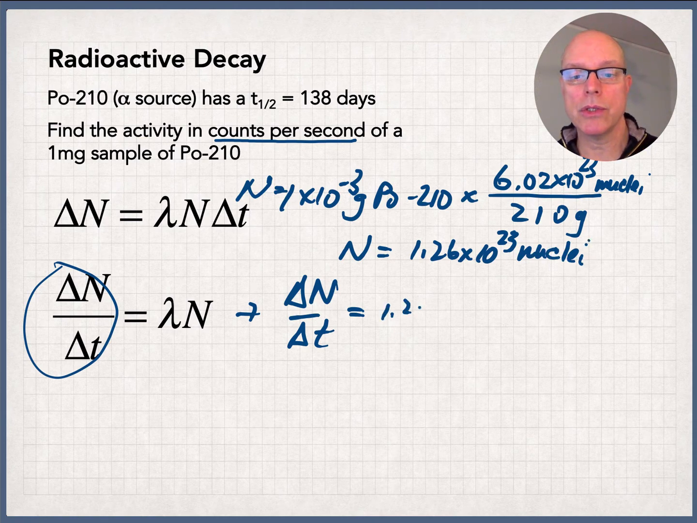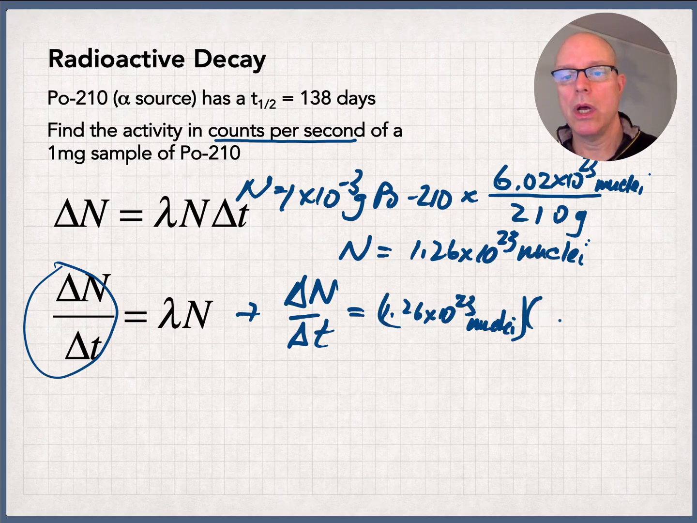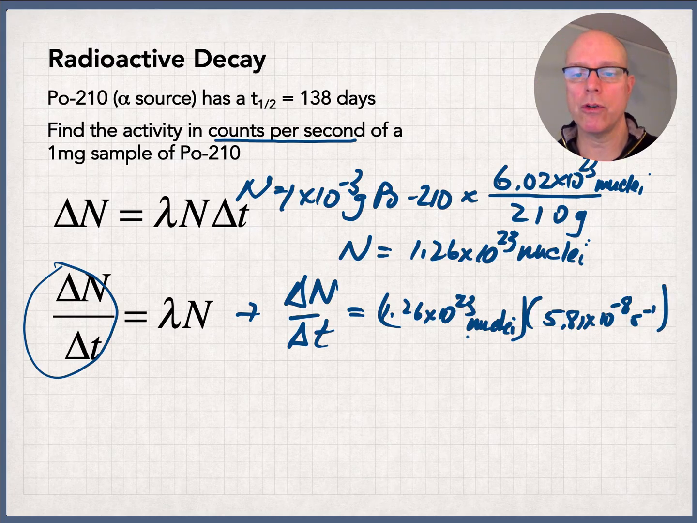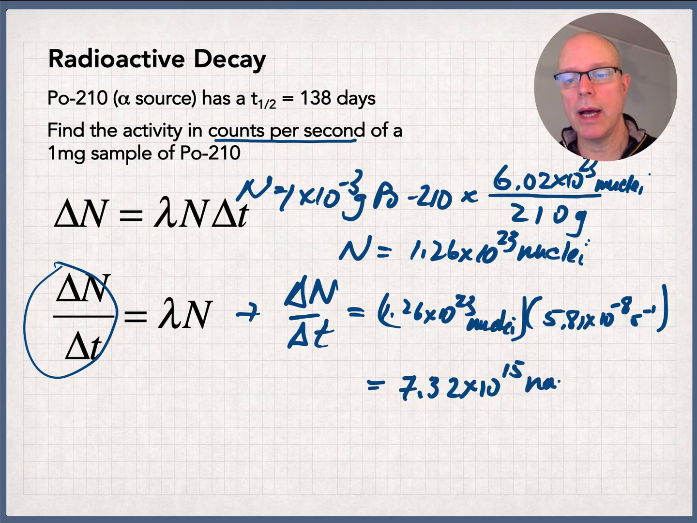And then I just go ahead and follow through. So 1.26 times 10 to the 23 nuclei times the lambda, which I just figured out. So the lambda was equal to 5.81 times 10 to the negative 8 seconds to the minus 1. And now track the labels, okay? You can do the orders of 10 and plug this into your calculator, and I get 7.32 times 10 to the 15. And that's going to be nuclei per second. You see that?